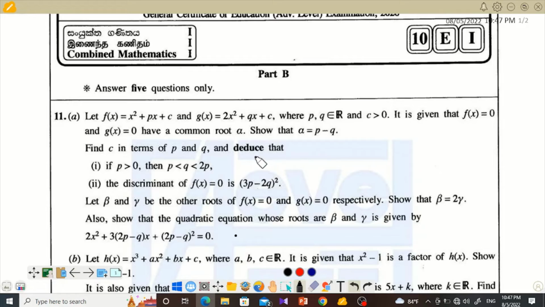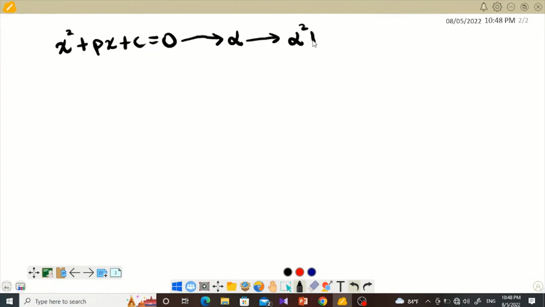First we are going to solve this part. I am going to rewrite the equations. The first equation is x squared plus px plus c equals 0. They said that alpha is a root of this equation, then alpha must satisfy this equation: alpha squared plus p alpha plus c equals 0.